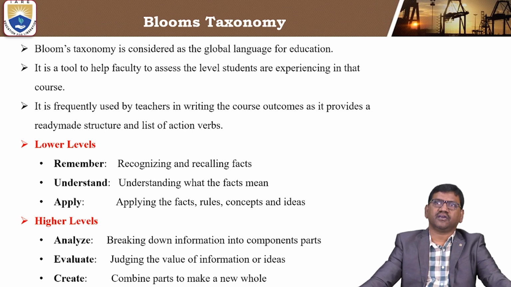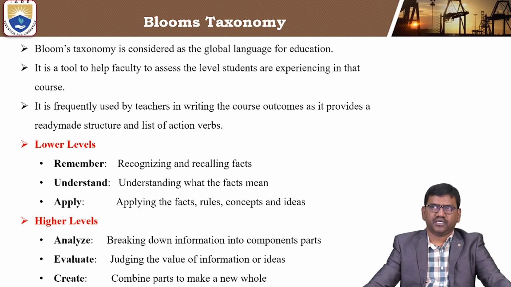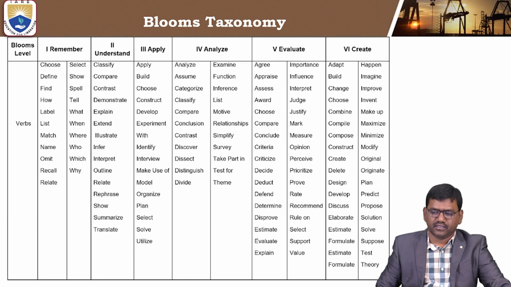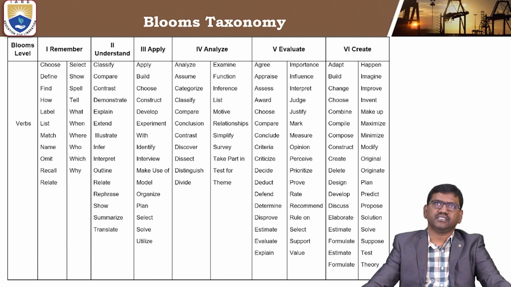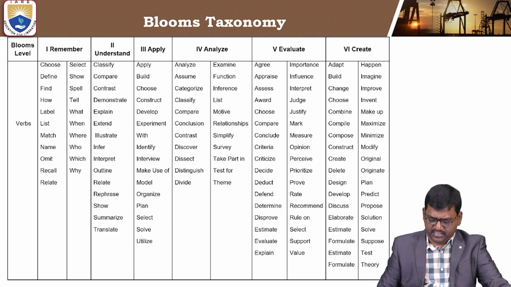Remember means recognizing and recalling the facts. Understand, understanding what the facts mean. Apply, applying the facts, rules, concepts and ideas. In higher levels, we use three words: analyze, evaluate, and create. Analyze, breaking down information into component parts. Evaluate, judging the value of information or ideas. And create, combining parts to make a new whole. So these are the Bloom's taxonomy words which we use frequently for the Bloom's levels. There are 6 levels: remember, understand, apply, analyze, evaluate, and create. And all these are known as the verbs or action verbs at each level.